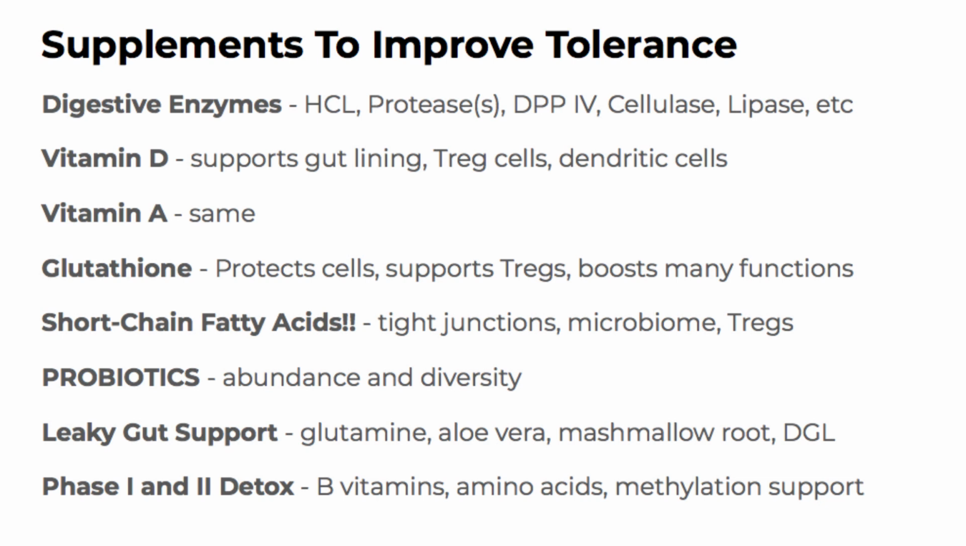I'll show a slide about that in a second as well. Glutathione. Glutathione is the most important supplement that we use. If you've watched any of our other webinars, you've probably heard about it because it's great for the aging brain, it's great for autoimmunity, it's great for detox, it's really, really important for all those things. It's our number one most used supplement, and it helps support tolerance. It protects the cells, it supports the Tregs, it does so many things.